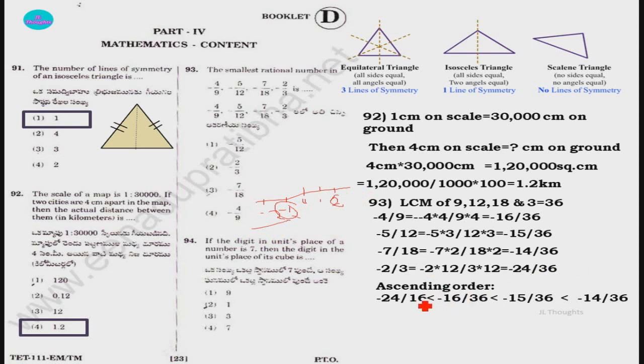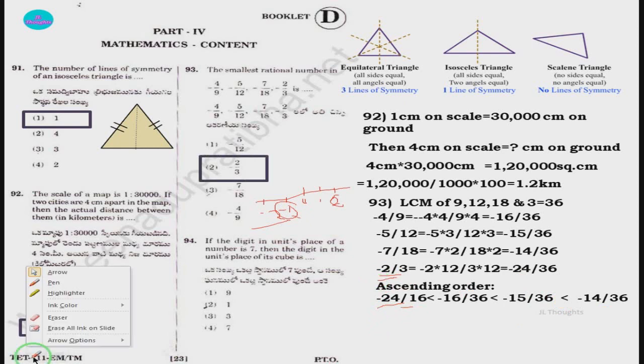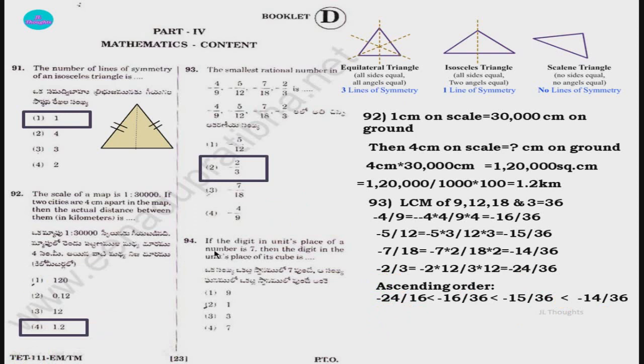So similarly, when we write these negative numbers in the ascending order, we'll get minus 24 by 36 is less than minus 16 by 36, is less than minus 15 by 36, is less than minus 14 by 36. So which is the smallest number? Minus 24 by 36, that is minus 2 by 3. So answer for us is minus 2 by 3.